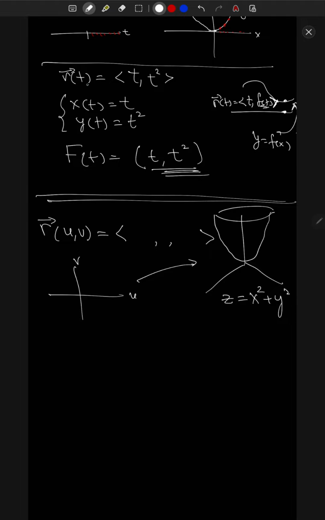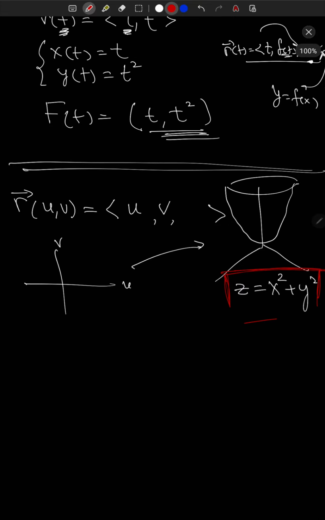Just like we use r of t, where t represented the x, here u is going to represent the x, v is going to represent the y, and then if u is x, v is y, what is z? Well, literally we have the instructions right there. Z should be equal to x squared plus y squared. So z is equal to x squared plus y squared, x is u, y is v, so this is going to be u squared plus v squared.